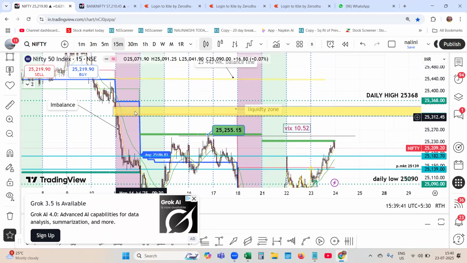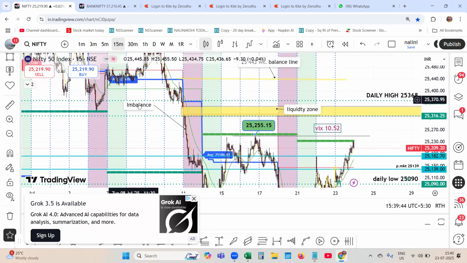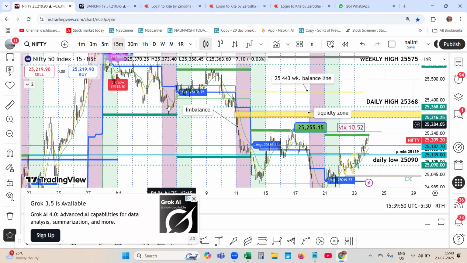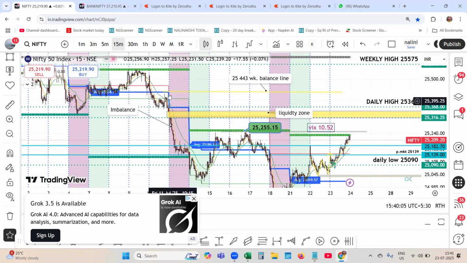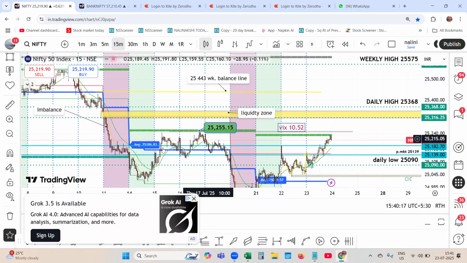It is plotting that and the weekly balance line, because this is the Friday. You can see Friday and Monday the market rallied. This is the pattern when the Wednesday rally was there. After Wednesday, Thursday and Friday, it was a down move. So Friday and Monday balance line is placed around 25,375. So if that is 25,186, it has crossed. That was the level actually.